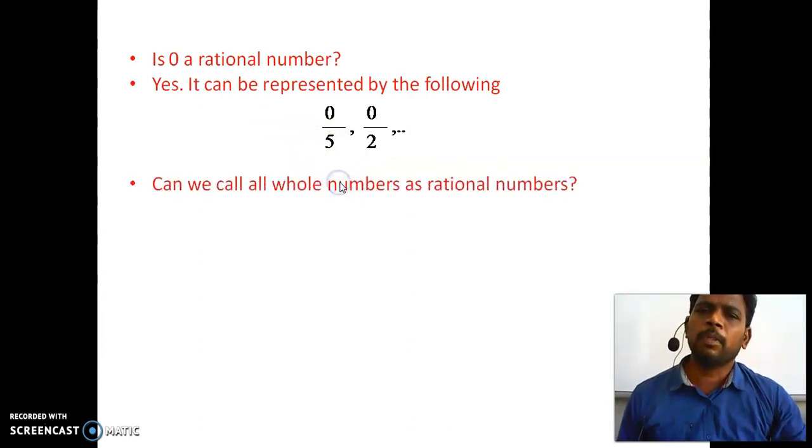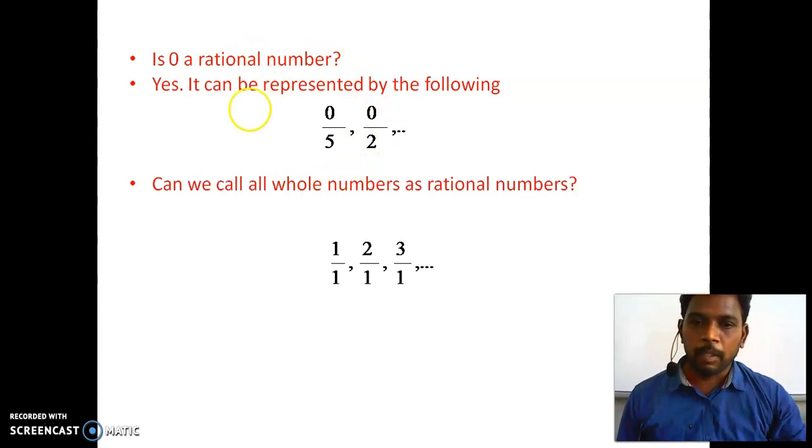And what about whole numbers? What is a whole number first? Start from 0 onwards, and it contains all the positive integers. So let us take one example for a whole number. Take 5. Can we write 5 as 5 by 1? Yes. Can we write 6 as 6 by 1? Yes. Can we write 1000 as 1000 by 1? Yes. So every whole number can be written in the form with denominator 1. That is 1 by 1, 2 by 1, 3 by 1, like that.